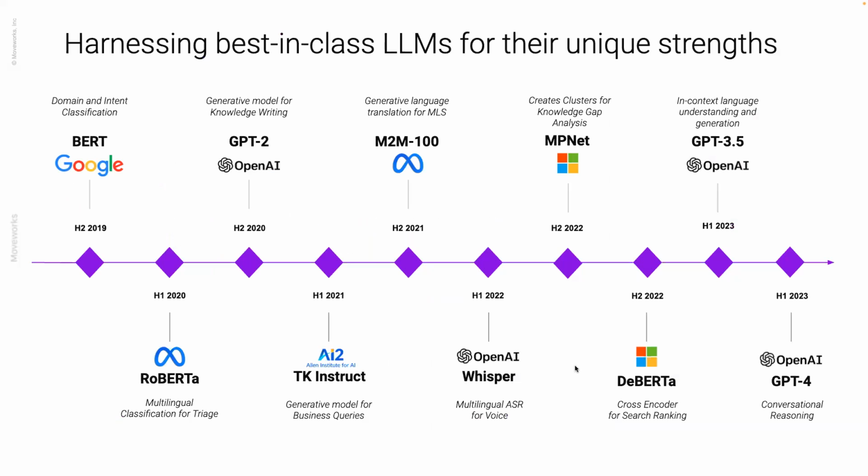So Moveworks has actually been harnessing best-in-class LLMs for their unique strengths for a long time, starting in 2019, when we were using BERT, one of the original, very first large language models, or maybe you could say medium-sized language models, that wasn't in the billions and billions of parameters range at the time, in the size we're seeing now. For things like domain classification, we used Roberta from Meta, which we fine-tuned to do multilingual classification, all the way up to today, where we see models like GPT 3.5 and GPT-4 by OpenAI.